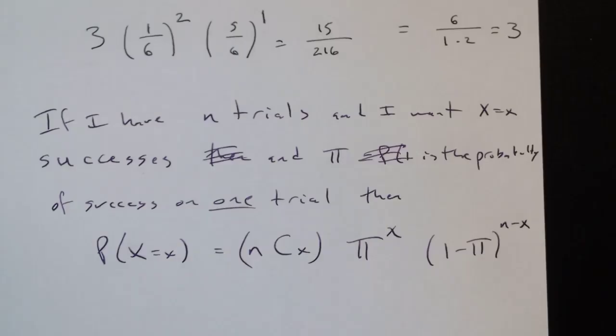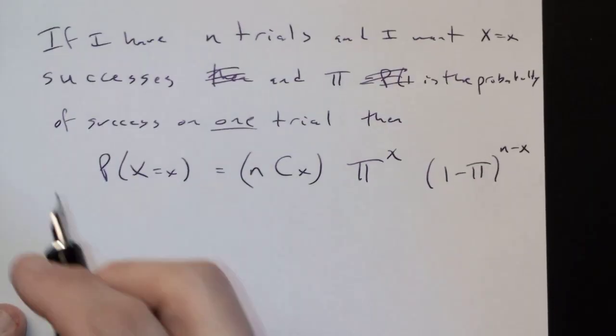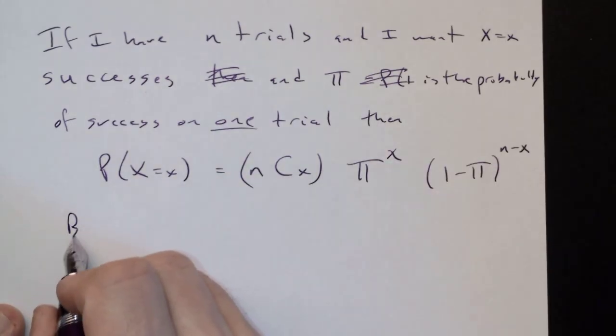X is a whole number value between 0 and n. It is possible that I will roll these 3 dice and none of them will show a 4. It is possible I will roll these 3 dice and all of them will show a 4. But there's no way I can roll 3 dice and get 5 of them to show a 4. And here's the better part. This is called a binomial distribution.